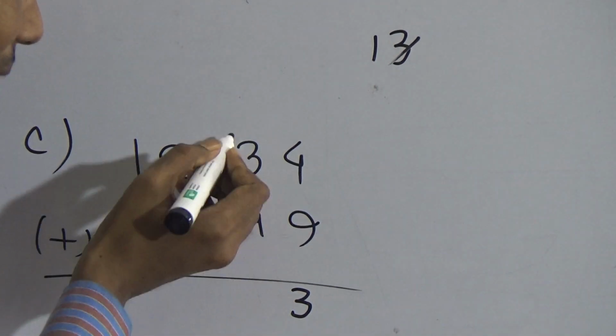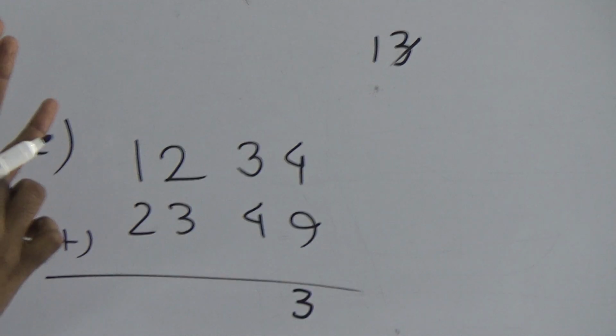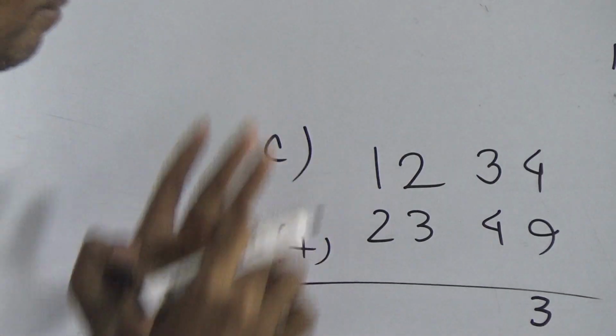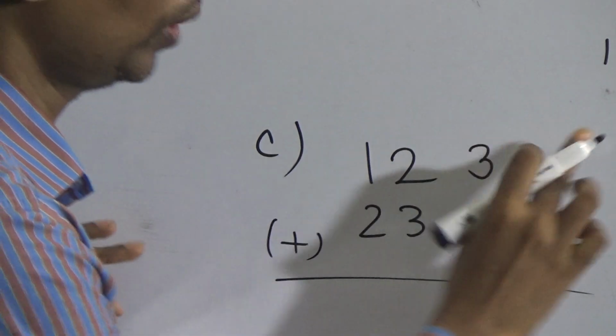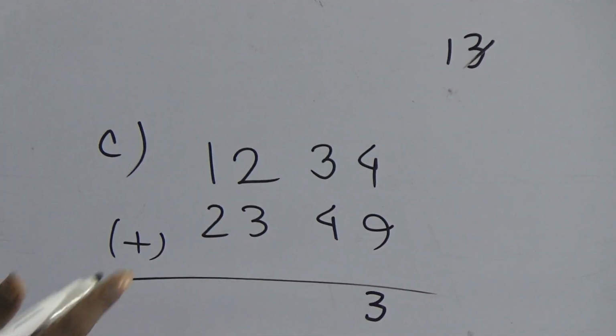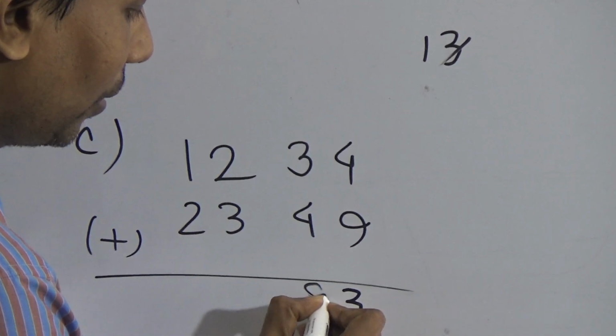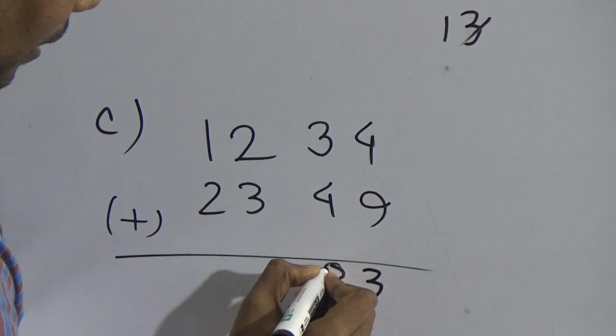Now 4 plus 3. 4, 5, 6, 7. 7, and you have 1 in your hand. That means 7 plus 1 is equal to 8. Right here, 8.